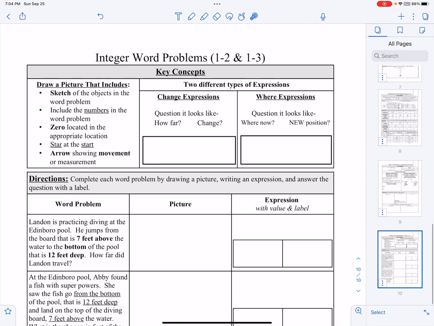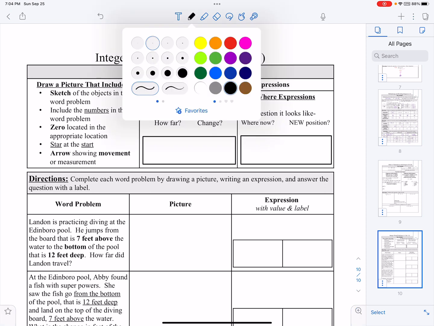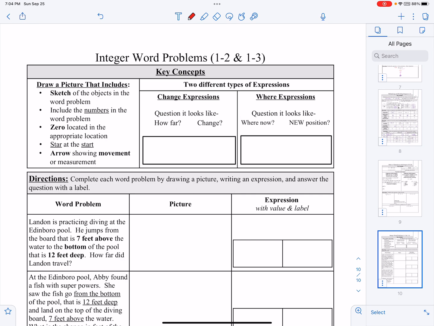So all the way back down to the lesson, and let's go ahead and jump right into this. The first thing that I want you to be aware of is that we're going to be drawing pictures to represent these story problems. It is something that you're going to be expected to do on the test, so make sure you're paying attention at how to do this.